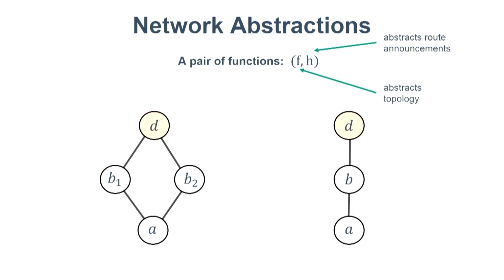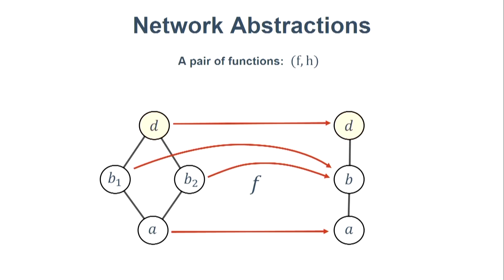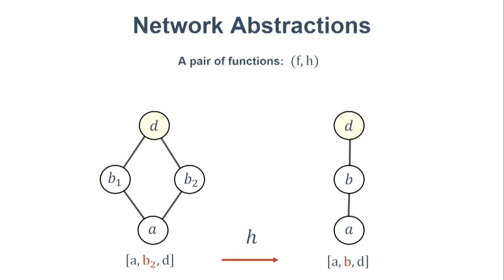Okay, but before I get to that, how are these small and big networks related? Well, we typically call the small network an abstraction of the big network, and such abstractions are defined by a pair of functions. The first function, f, tells you how to map nodes in the concrete network into abstract nodes in the abstract network. And the second function, h, tells you how to map route announcements that would travel through the concrete network into route announcements that travel through the abstract network.